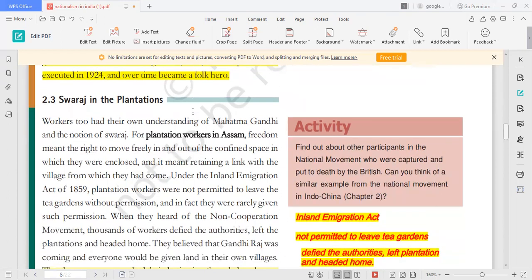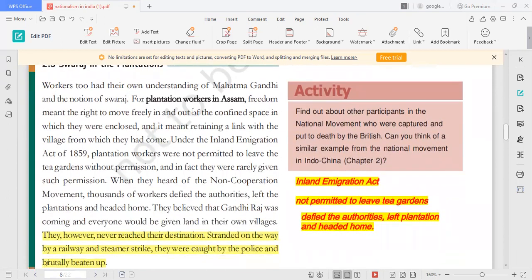Then let us move on to Swaraj in the plantations. How did plantation workers take the movement? For the plantation workers in Assam tea gardens, being permitted to move freely was freedom for them, which was denied by the Inland Immigration Act. They were not permitted to leave tea gardens. If they wanted to go out, they had to get permission from the British government, which was rarely given. When they heard about Gandhi Raj, they were told that Gandhi Raj would come and everyone would be given land in their own villages. In my village itself, I will be given the land by Gandhi.